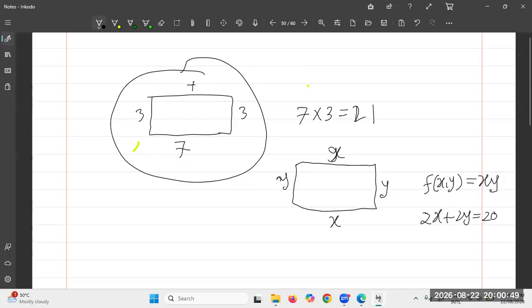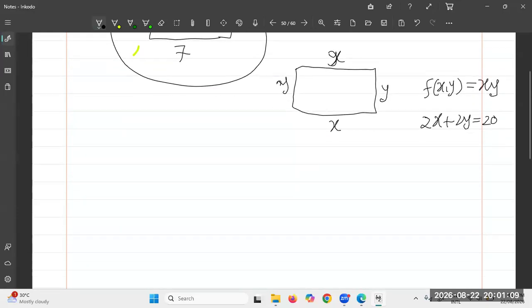So this is also a maximization of a function, but under a constraint, that is, under a restriction. In this case, the restriction is that the summation of x and y must be 10, and under this constraint, we need to maximize the function f of x comma y is equal to xy. For maximizing this function, we have a process. That process is called the Lagrange multiplier.